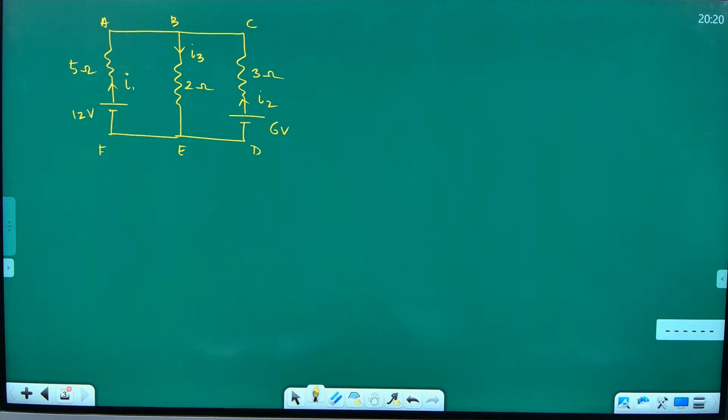Yeah, because if you are moving from negative to positive, and negative to positive, I told it is positive. Good, it is correct. You have taken a bigger loop. 5I1 minus 3I2. Yeah, correct. 12 minus 6.